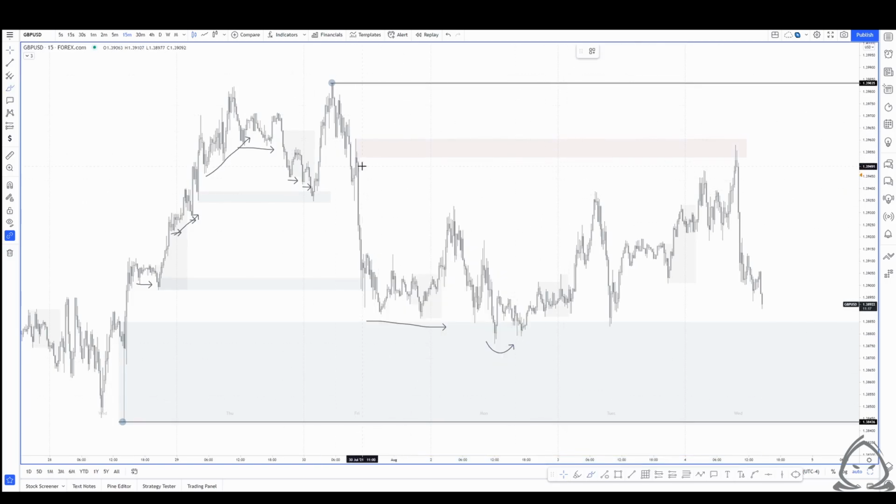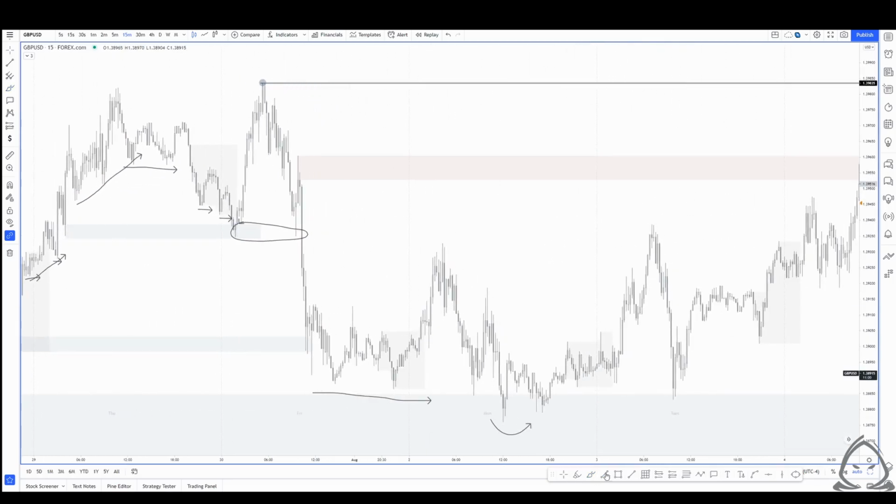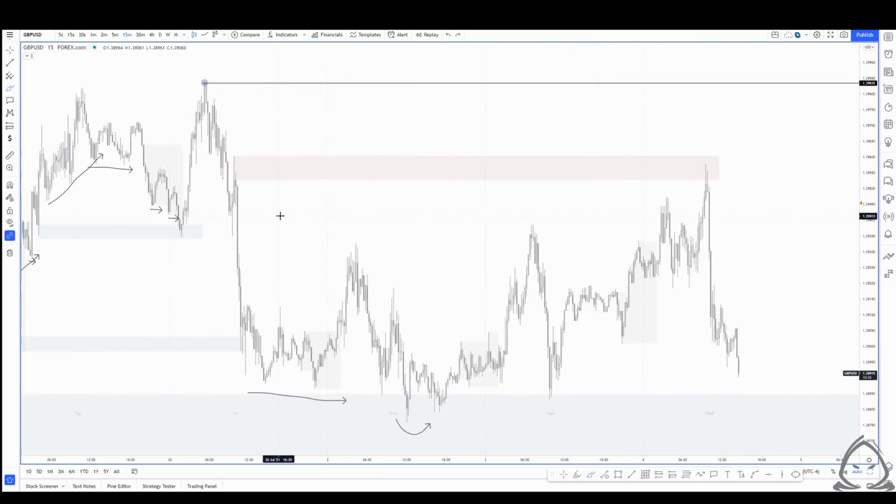So what we can see is we have this supply zone. It's really the only supply zone that we've seen in this overall range that's been created on the 15-minute chart. It's what's created a break of structure. What we can see is we have a demand zone. We get an initial reaction from that demand zone, and then price breaks that demand zone, forming supply. This is what we know as a supply and demand zone flip.